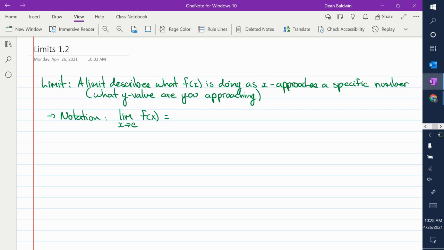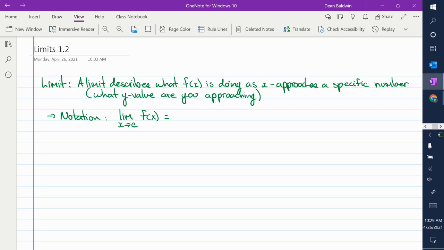It has new notation that you haven't seen before. Instead of writing the full word, the I and the T are too much work to write, apparently. So we drop those and we write lim as x goes to c of f of x, whatever the function is, equals, and you just put whatever your answer is there.